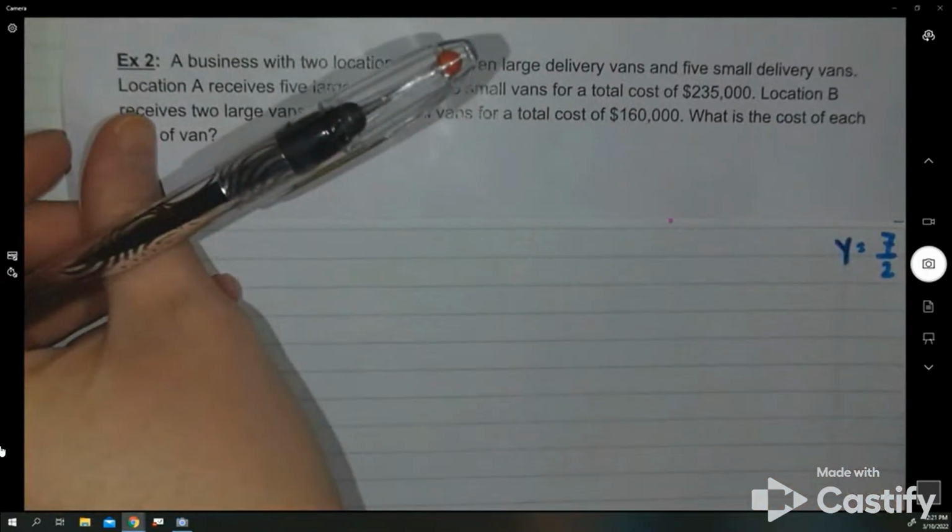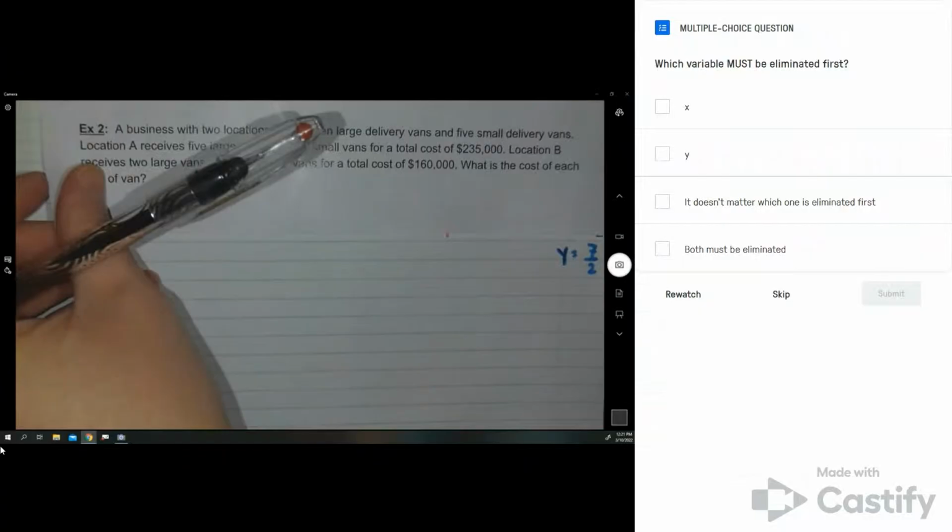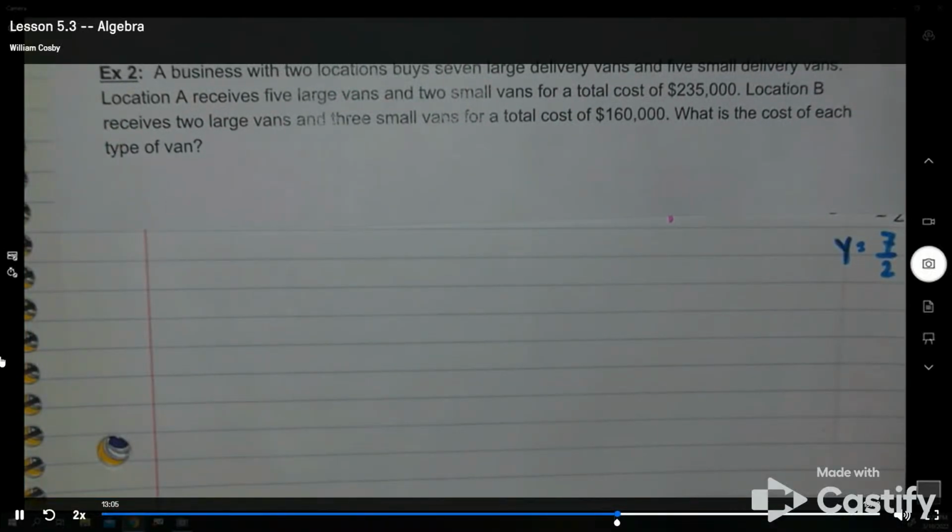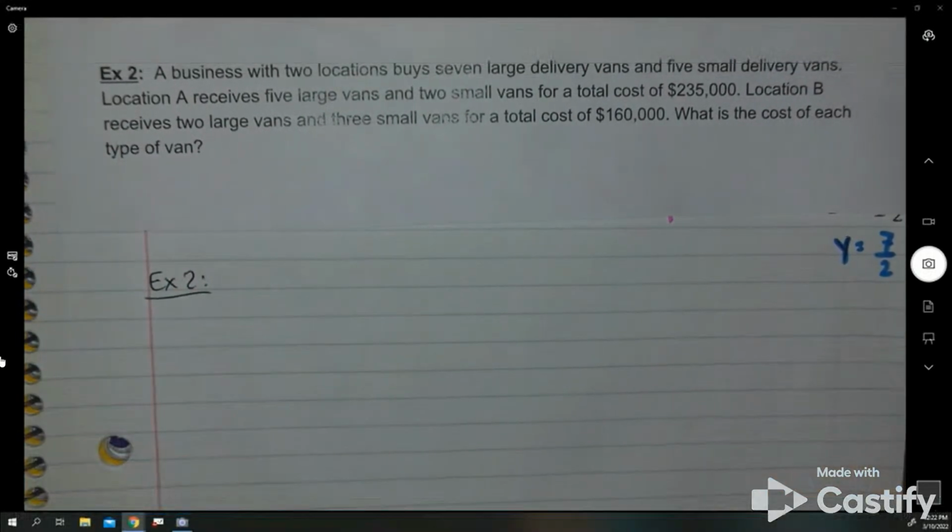And our last example, example 2. A business with 2 locations buys 7 large delivery vans and 5 small delivery vans. Location A receives 5 large vans and 2 small vans for a total cost of $235,000. Location B receives 2 large vans and 3 small vans for a total cost of $160,000. What is the cost of each type of van?